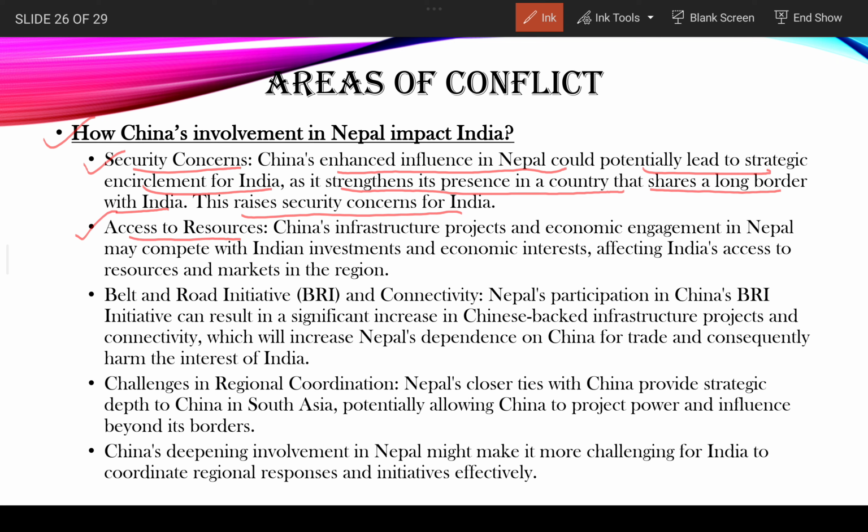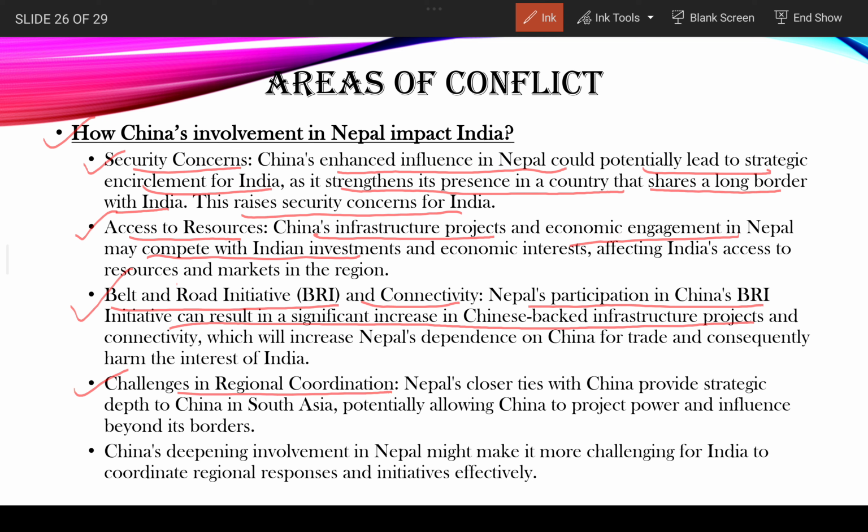Another one, access to resources. China's infra projects and economic engagement in Nepal are definitely going to compete with Indian investments in Nepal. Then there are the Belt and Road initiatives and connectivity. When it comes to Nepal's participation in China's BRI, it can result in a significant increase in China-backed infrastructure projects and connectivity, which is subsequently going to harm the interest of India.